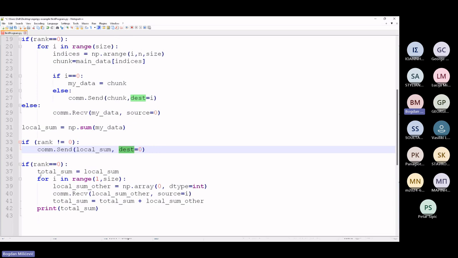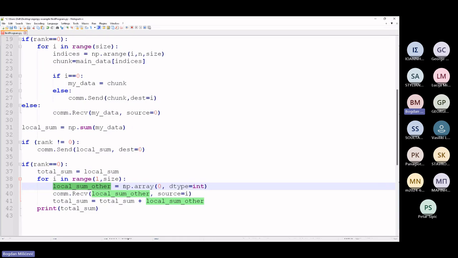What the 0th process does, it puts its own local sum, so this is the local sum of the 0th process, in total sum at the beginning, and then goes through a loop for all the other processes from 1 until size, until the number of processes, and from each of them it is receiving their own local sum. Here this is set by local sum mother. I changed it because it's clearer.